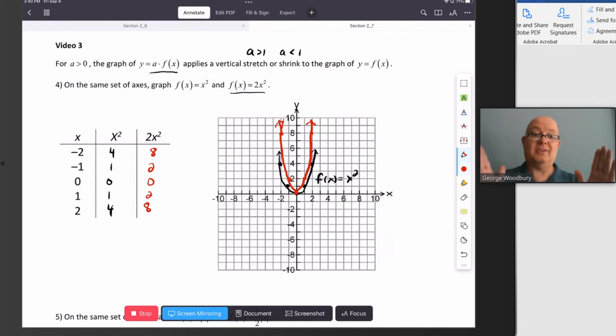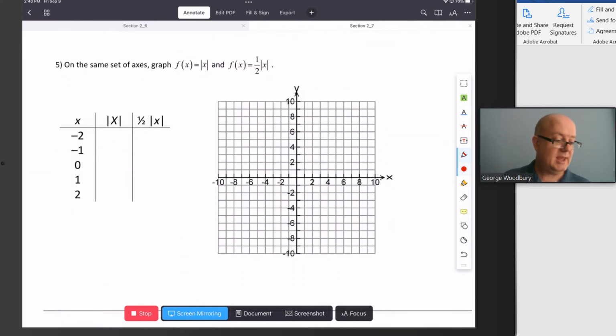Sometimes you can also think of it like it's being pulled inwards, and we'll talk about those horizontal shrinks in a moment in the next video.